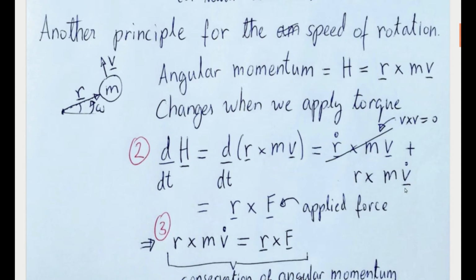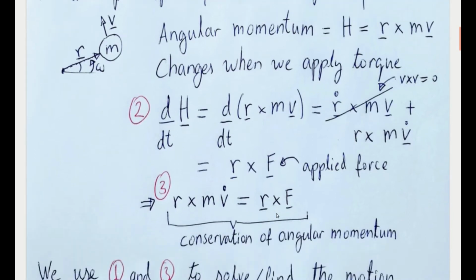And this only changes when we apply torque, and you write torque as the vector from the origin crossed with an applied force. So just to rewrite that again, the rate of change of angular momentum, which is this here, equals the applied torque. And the fact that these two things are equal and that we make them equal is what we call conservation of angular momentum.